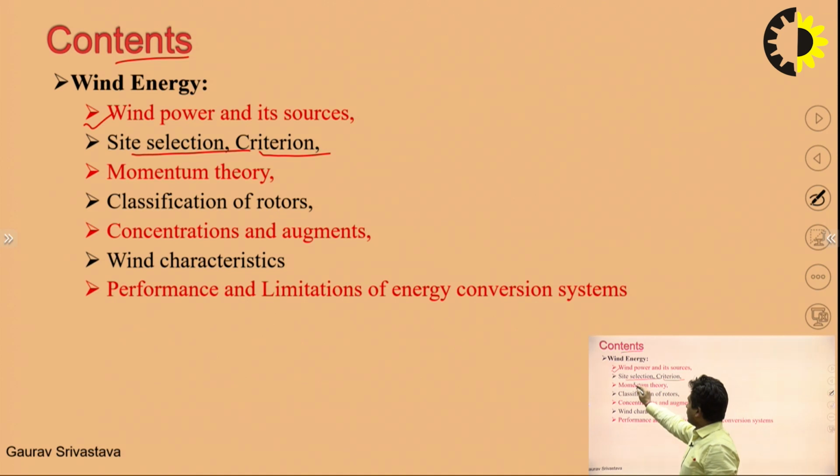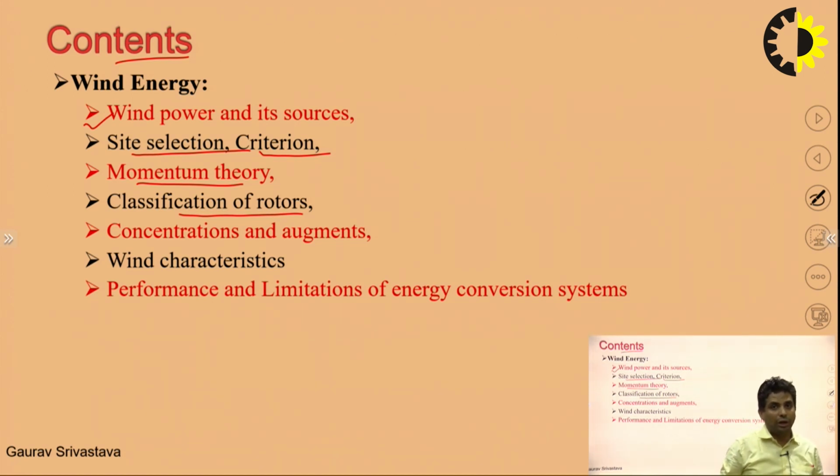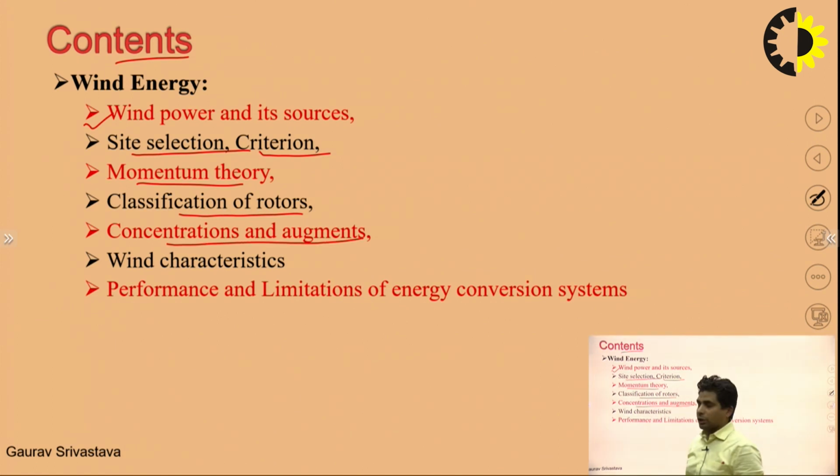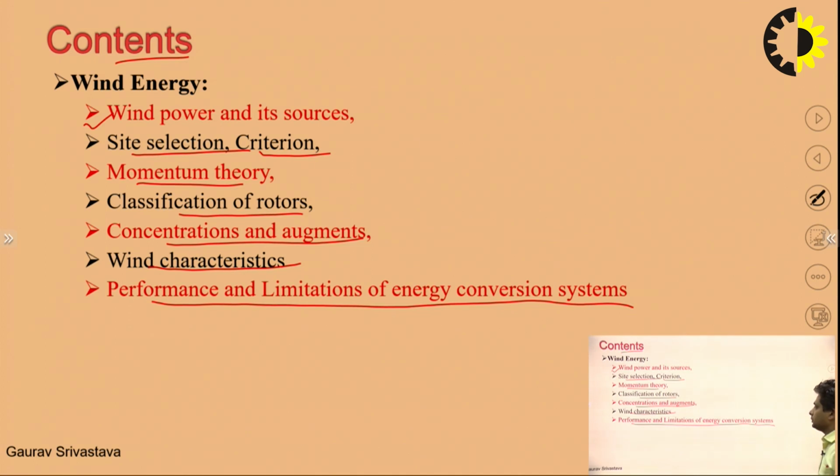Then the principle behind wind energy production, the momentum theory, we can discuss. Different types of classification of the rotors, whatever rotors we use in windmills, so simply we can define it as the classification of rotors as windmills. Then the concentrators and augmenters which are used as mechanical parts for the establishment of a wind power plant. Then wind characteristics, time-to-time performance, and the limitations of the energy conversion system. So these topics will be covered today in wind energy.